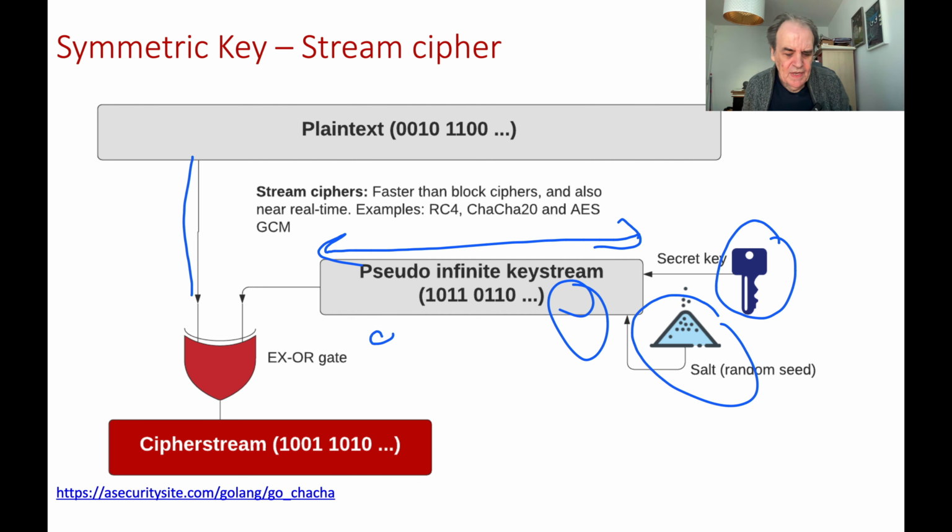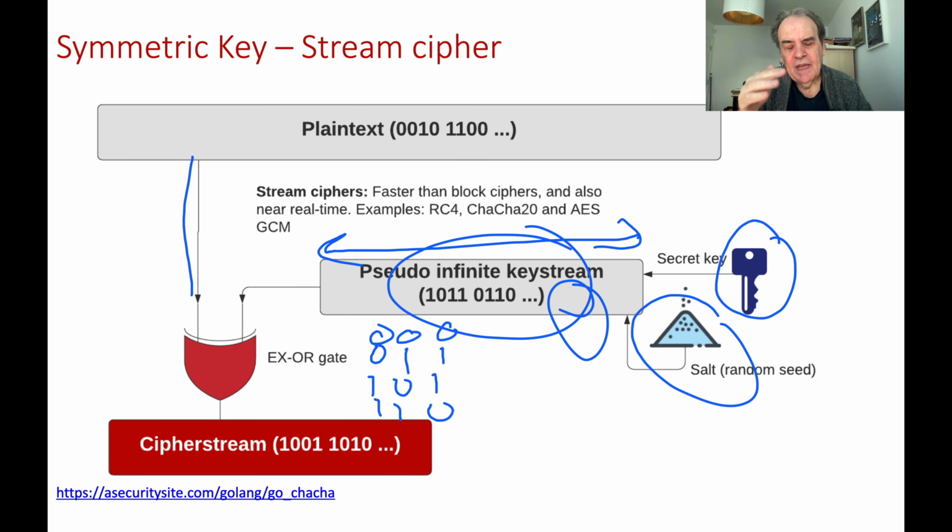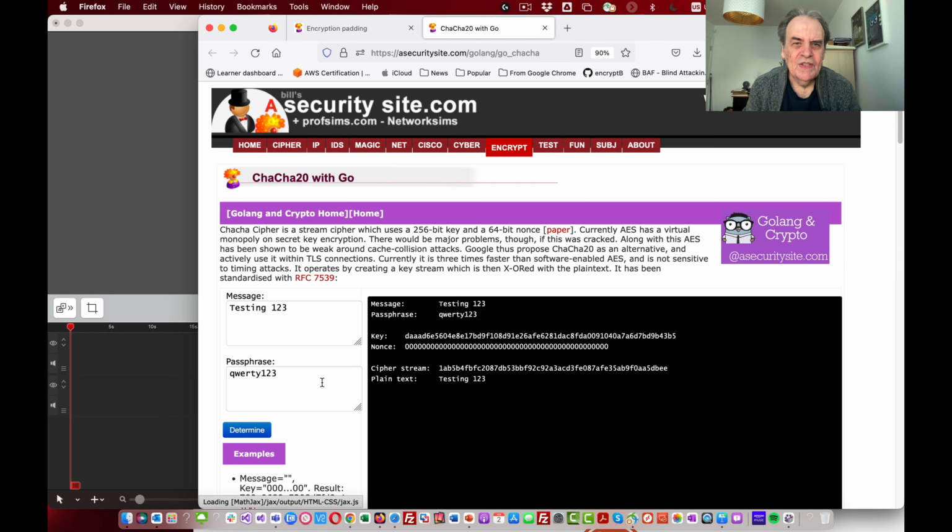And then all we do is combine them with an XOR operation. If you remember, XOR is just like that. The advantage with XOR is that if we XOR again with the same key stream, then we'll get our plain text back again. So it basically just goes into an XOR gate and we create our cipher stream. Very, very simple implementation. And ChaCha20 is one example of using that.